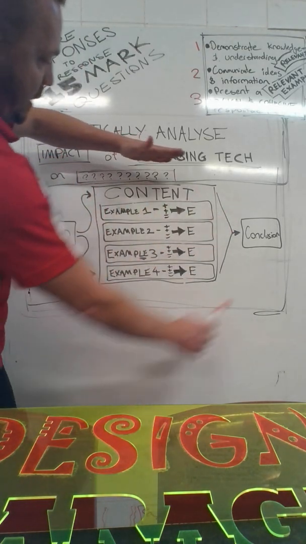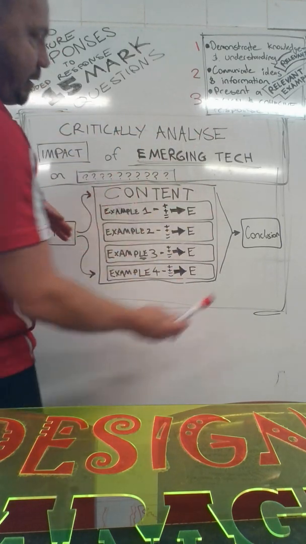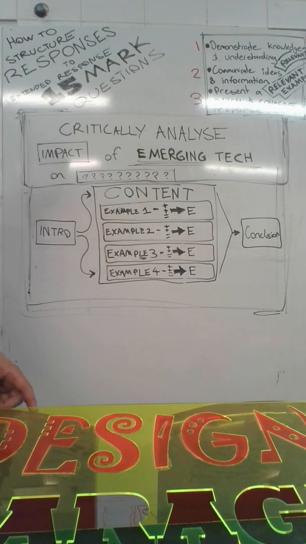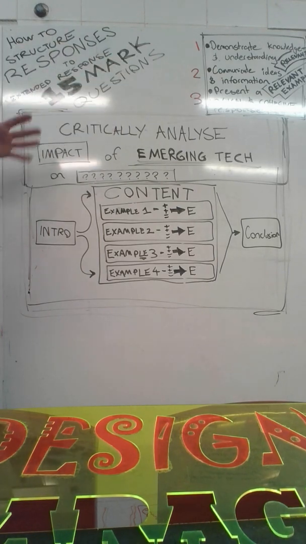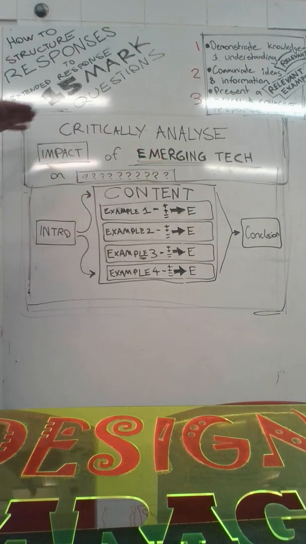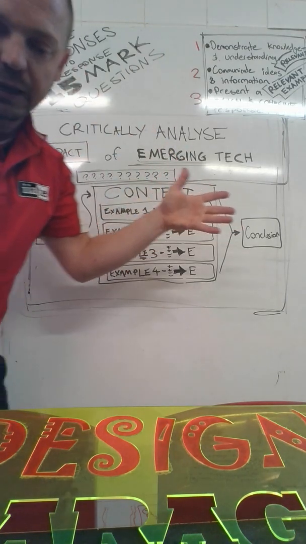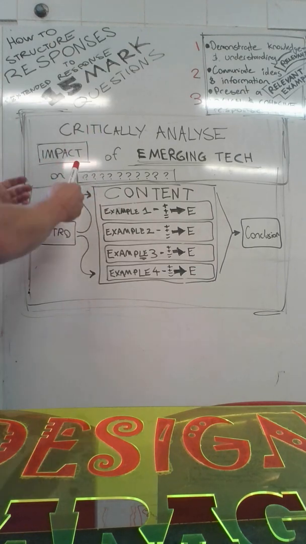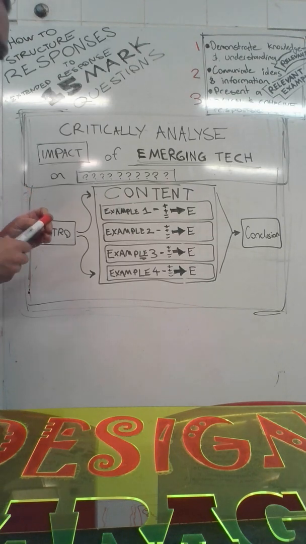Now, this here is an example of how I would plan a response to a question. All right. But let's go back to the question first up. Generally, your 15-mark questions are going to be something along these lines. Critically analyse the impact of something. And I'm using emerging technologies as an example. Critically analyse the impact of emerging technology on whatever. Okay? Now, let's just say our whatever might be a particular topic. It might be emerging technology on communication. I think that was pretty similar to the 2018 Design Tech question.